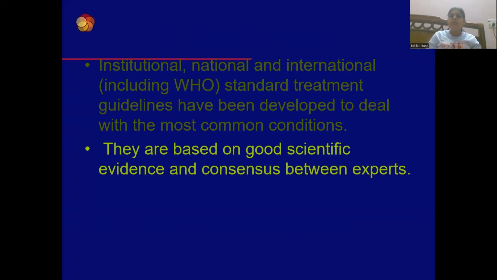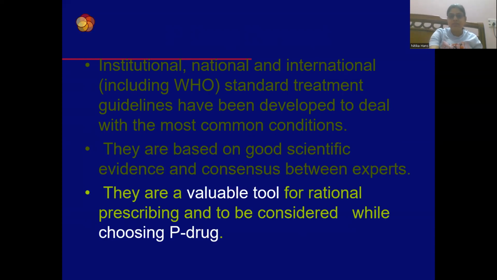and then experts study the drug. Good scientific evidence is there, and then we choose the P drug. They are a valuable tool for rational prescribing and to be considered while choosing the P drug. As we do the studies, the P drug will be selected accordingly for rational prescribing and for choosing the P drug.